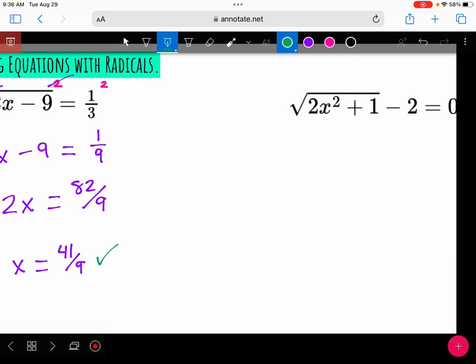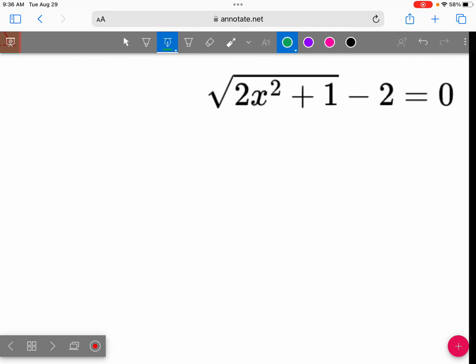Okay, last one for the day. What do I need to do here? Add 2. Thank you for not trying to square it right away. So square root of 2x squared plus 1 equals 2. Then what? Square it.